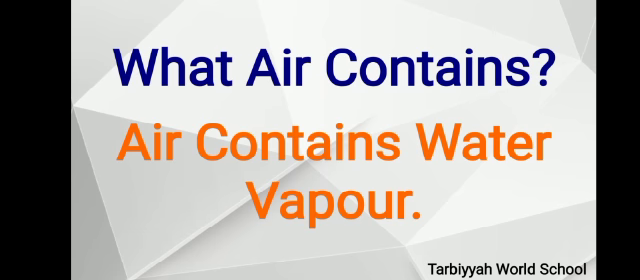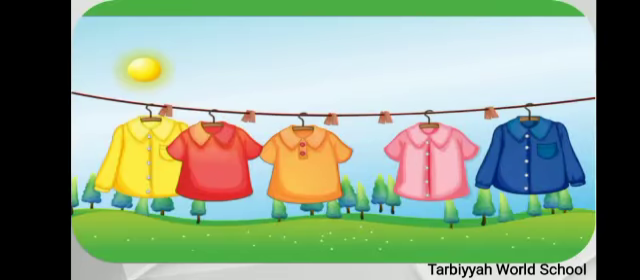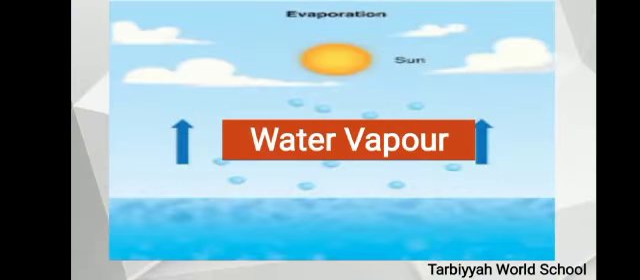Air contains water vapor. How? After washing clothes, we hang them in the sun to dry. The clothes become dry in a few hours. So the heat of the sun changes water from wet clothes into water vapor. This water vapor mixes with the air around. Thus we can say that air contains water vapor. As you can see in this picture, water vapor, sun heat. The heat of the sun evaporates the water and the water changes into water vapor. Okay, so air contains water vapor.